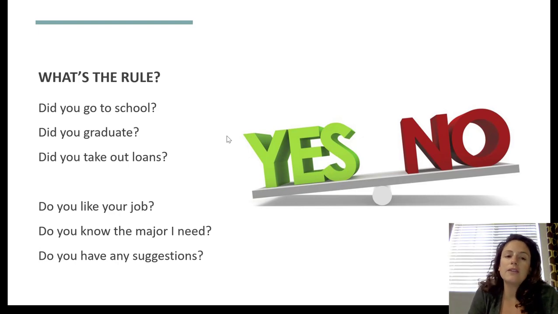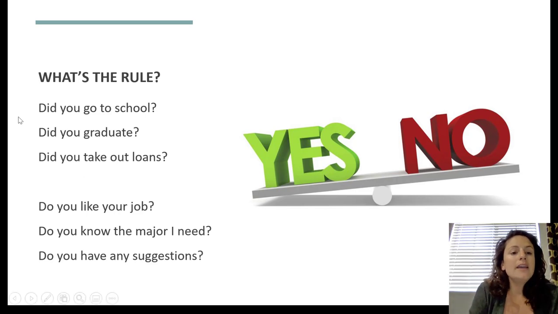All right, pause the video again. What do you notice about these questions? These questions are all yes or no questions. That means that the answer is yes or no. Did you go to school? Did you graduate? Did you take out loans? You would answer this, yes, I did, or no, I didn't. Here, we don't have that question word in the beginning, like what or when. We start with did. Then we have our subject, then we have our verb.